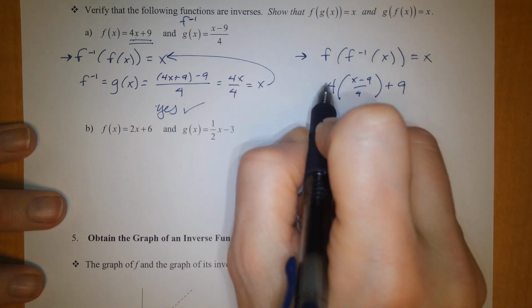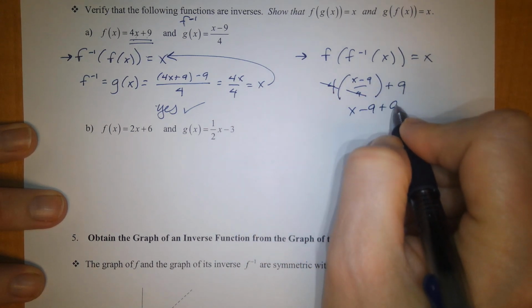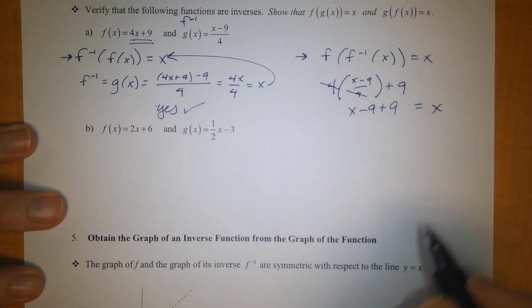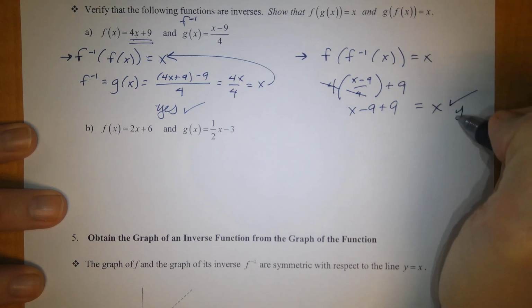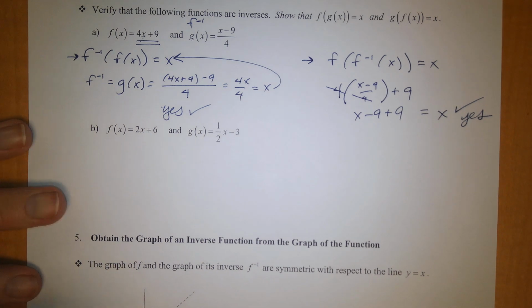So we simplify. We'll see that those cancel. So we have x minus 9 plus 9, which is equal to x. So yes, this indeed does check as well. Since both ways check, these are inverses of each other. Let me show you a brief little sketch of what this looks like.